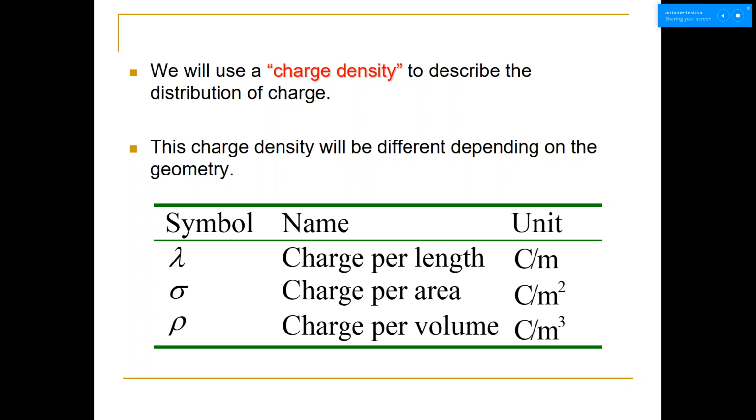Here, I'm talking about what the charge density symbols are for the different types of shapes. So for a straight line, we have the symbol lambda. For areas, you have sigma, and for volumes, you have rho. Are you all familiar with those Greek letters? Okay. Rho, just so you know, is spelled R-H-O.